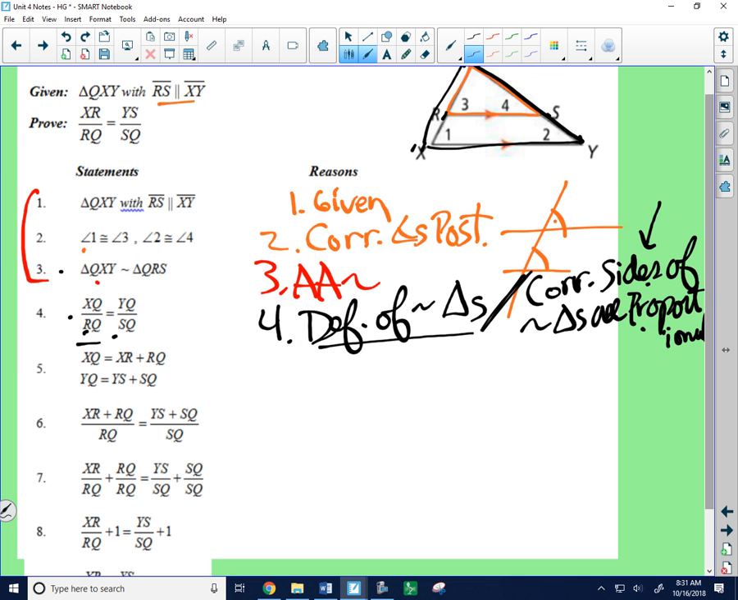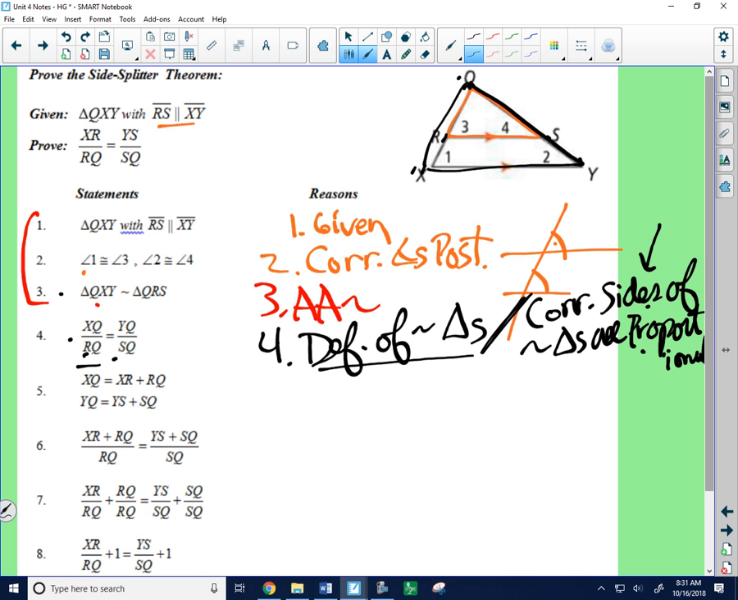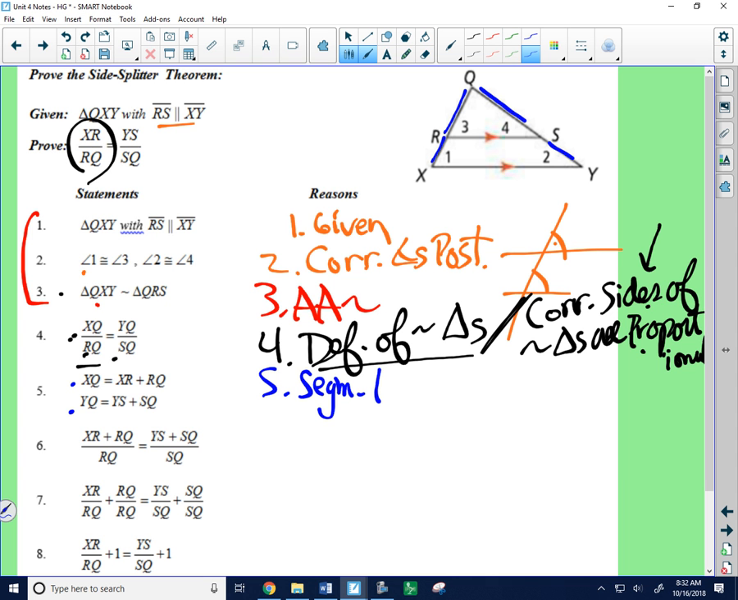All right, now what I need though is I need XR and RQ. I don't even have anything yet with XR. There's nothing in here with XR yet. So what I need to do is break it up, and I'm going to do segment addition, to say that plus that equals the whole segment. XQ equals XR plus RQ. Same thing on the other side. YQ is equal to YS plus SQ. The reason for this is segment addition. That's just adding the segments.